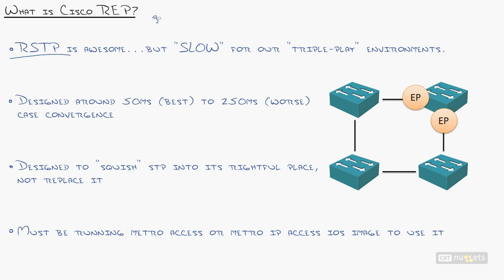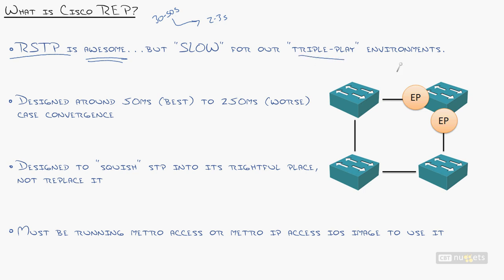And so about the 2006 timeframe, Rapid Spanning Tree came along to improve things. It took that 30 to 50 second convergence time of Spanning Tree, I keep saying millisecond because that's the way we think nowadays, and brought it down to 2 to 3 seconds, which is awesome. Can I emphasize, wow, that's amazing, but still considered slow for our triple play environments.